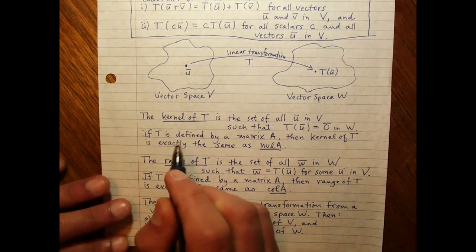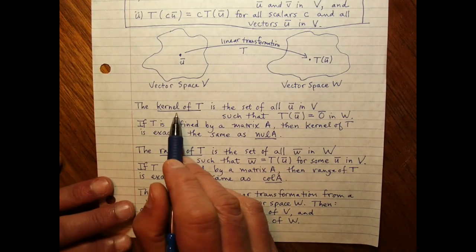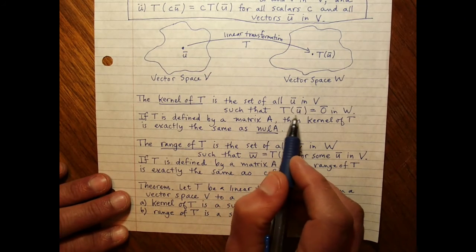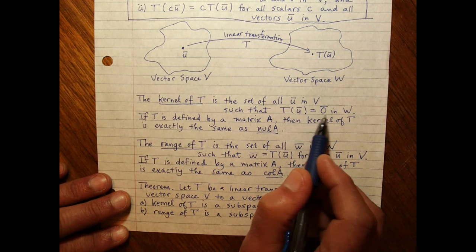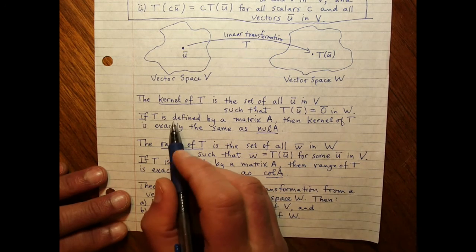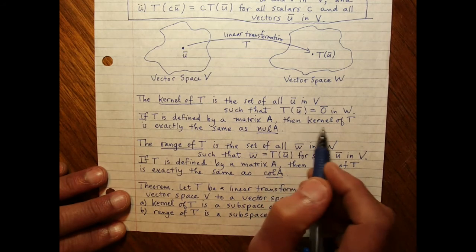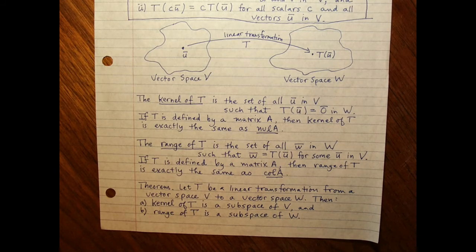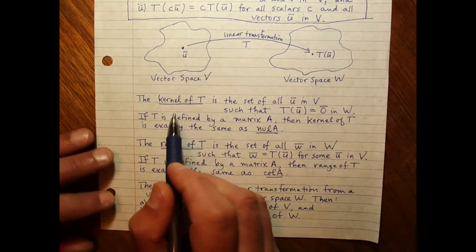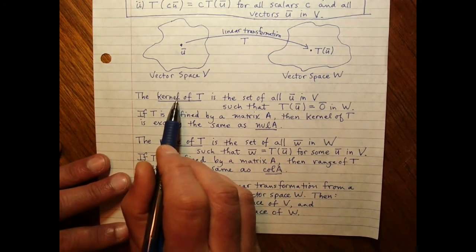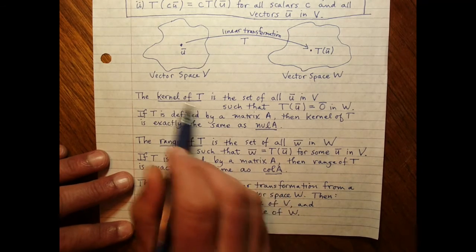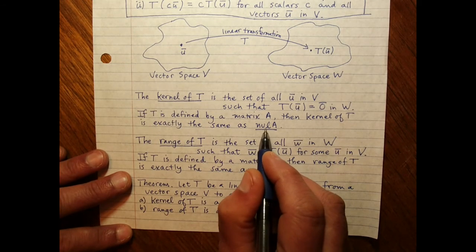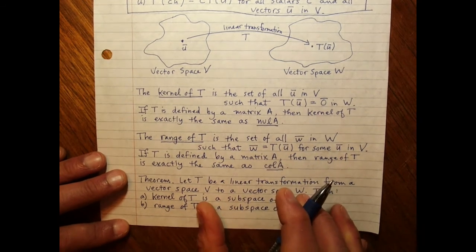A couple more vocabulary words. The kernel of T is the set of all U in V such that T of U equals 0 in W. If T is defined by a matrix, then the kernel of T is exactly the same as the null space of that matrix. So really for us in this course, kernel and null space mean the same thing basically. We use the word kernel when we don't have a matrix. We use null space when we do have a matrix.